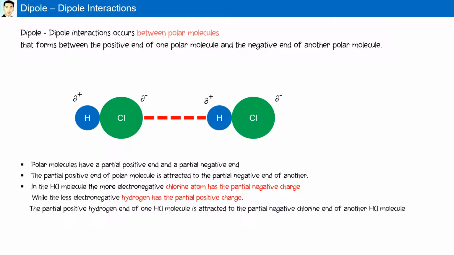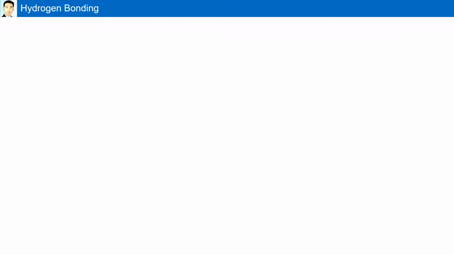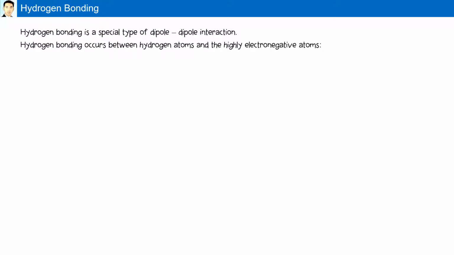HCl molecule. Hydrogen bonding. Hydrogen bonding is a special type of dipole-dipole interaction. Hydrogen bonding occurs between hydrogen atoms and other highly electronegative atoms. These are fluorine, oxygen, and nitrogen. And a way to remember these would be the fun molecules, FON.